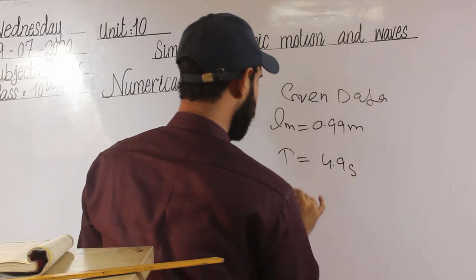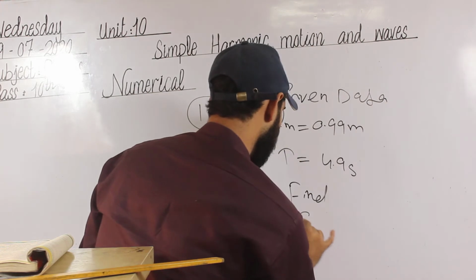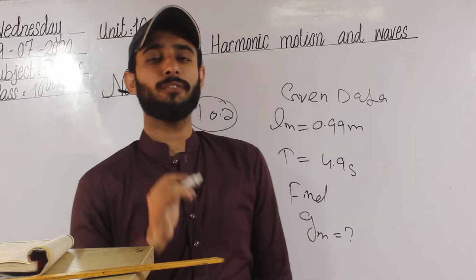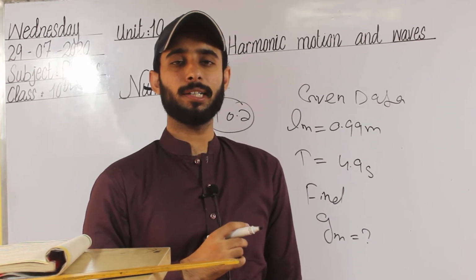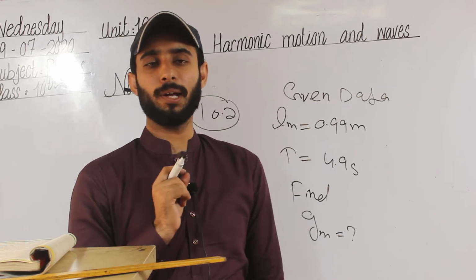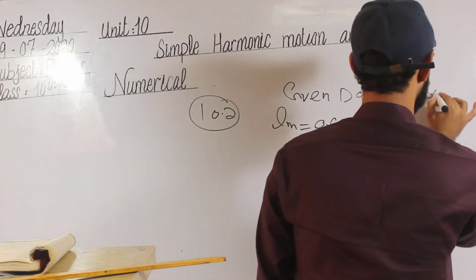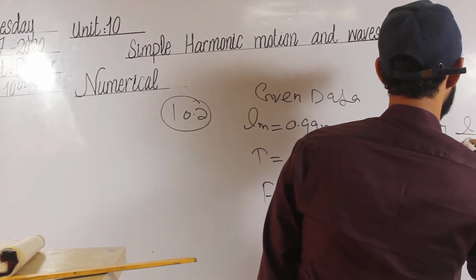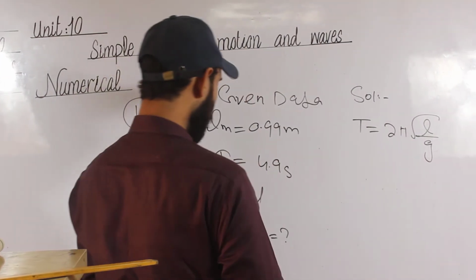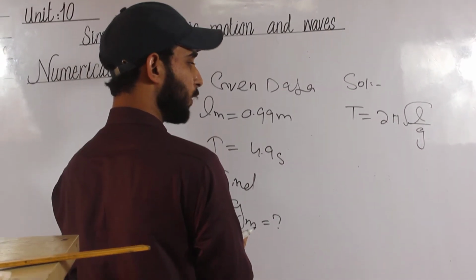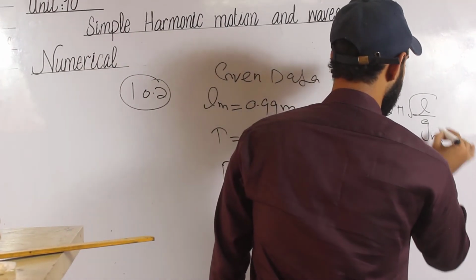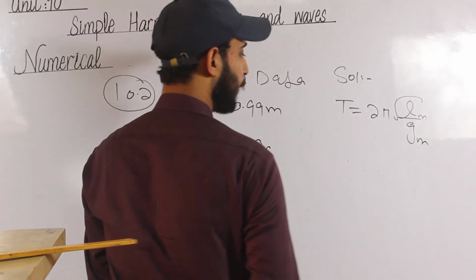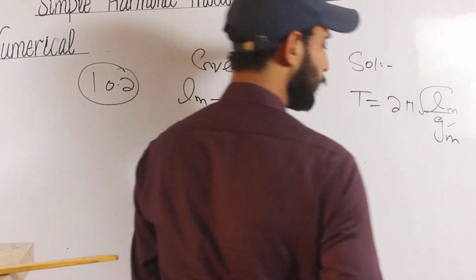So we have to find the value of g on the surface of the moon. Just like the first numerical, here we also apply the same formula that we applied in the first numerical, and that was T is equal to 2π√(L/G). What we have to find is the value of g on the surface of the moon. So place the m here, since the given length is on the moon.